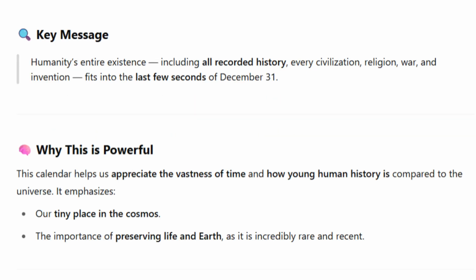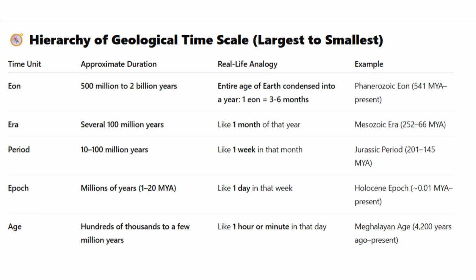Key message: humanity's entire existence, including all recorded history, every civilization, religion, war, and invention, fits into the last few seconds of December 31st. Why this is powerful: this calendar helps us appreciate the vastness of time and how young human history is compared to the universe. It emphasizes our tiny place in the cosmos, and the importance of preserving life and Earth, as it is incredibly rare and recent.